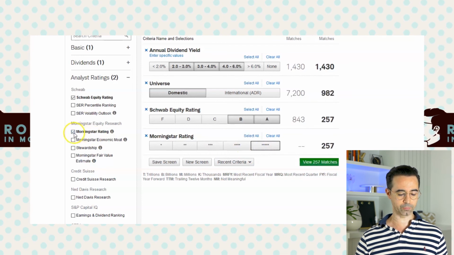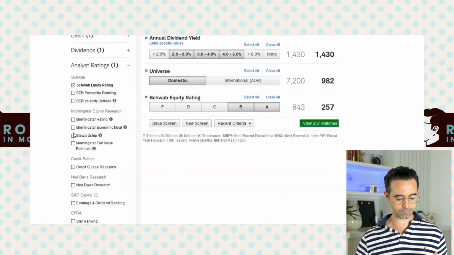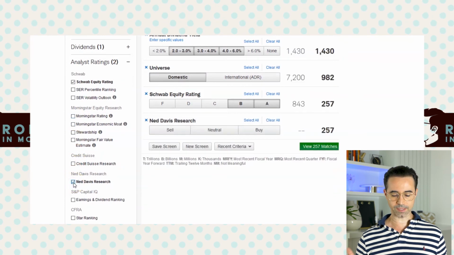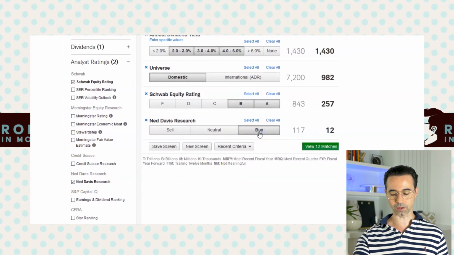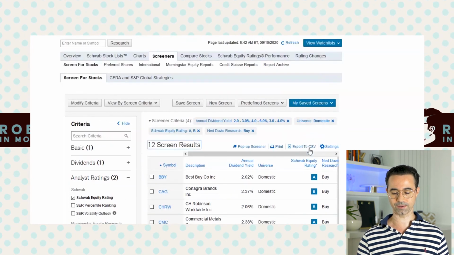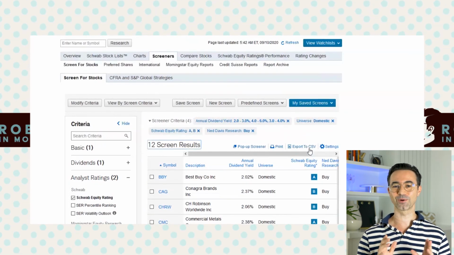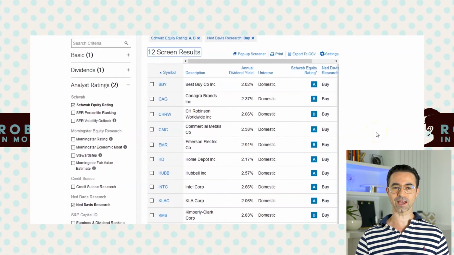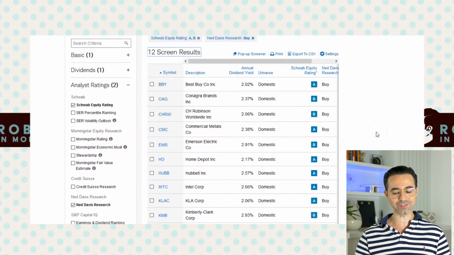Now let's say we don't want Morningstar, let's take Morningstar off. And let's say you want to look at Ned Davis Research that has a buy also. So now you have 12 stocks. So let's take a look. Let's see what we got here. We've sorted down to 12 stocks. So now we have 12 different stocks that we could potentially buy.